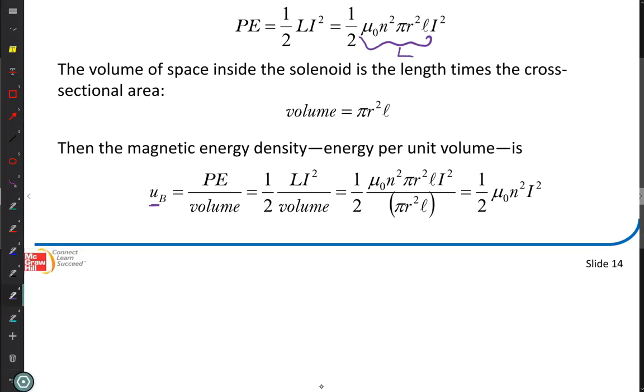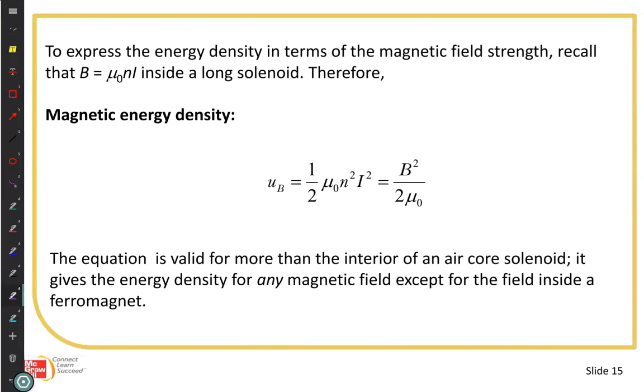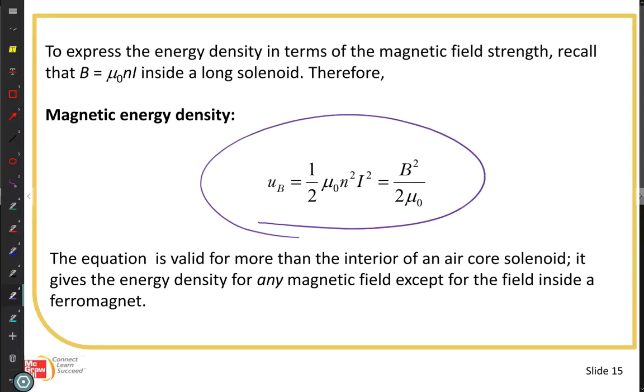And then just cancel out, and we have the energy density is 1/2 mu-naught n squared I squared, or there is a simpler way of writing it: the magnetic field squared over 2 mu-naught. So the energy density, the energy per unit volume stored in a magnetic field, we did this with an inductor, but it turns out it's universally true, is the magnetic field strength squared divided by 2 times the permeability of the material within which you have this magnetic field.